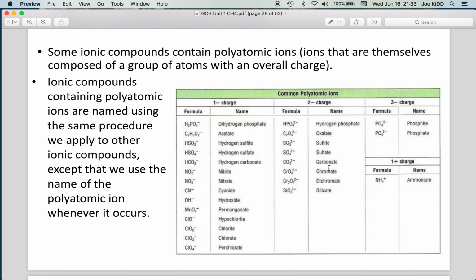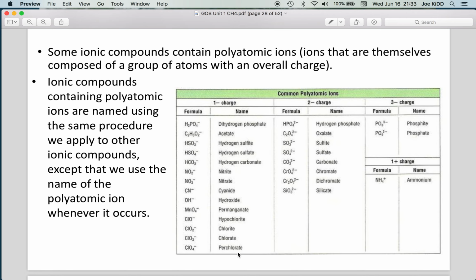But they're ions, so we're going to treat them in the same way that we did when we had a non-metal or a metal. Now, the only polyatomic ion that forms a cation is ammonium. Everything else is an anion, which means ammonium is the only one where we would have it come first in the name. Everything else would be the secondary part of the name.